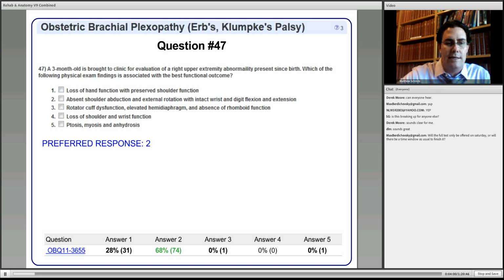the best prognostic indicator? And what you have to choose is the patient's going to have absent shoulder abduction and external rotation with intact wrist and digit flexion and extension. What they're getting at is that C5, C6 lesion. Looks like a majority of people answered that. The other one that people answered was loss of hand function with preserved shoulder function. Remember, that's what you're going to see with the Klumpke palsy, meaning that they are not going to have the intrinsic function of their hand, but will have preserved shoulder function. So those actually do poorly long term.